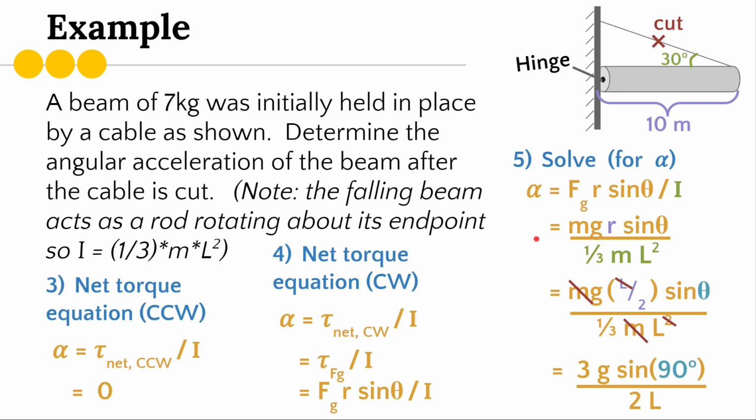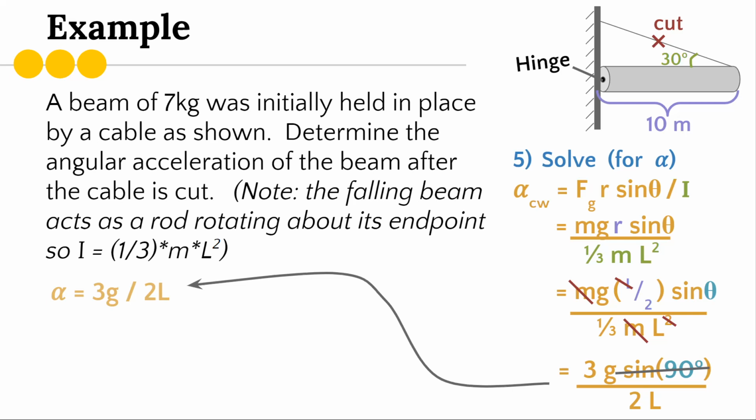I have 3g times sine of 90, because that is my angle, the angle between Fg and the rod is 90 degrees, divided by 2L. And guys, what's sine of 90? 1. Okay, so I can get rid of that too. And so I end up with this. Alpha equals 3 times g over 2 times L. That seems like it might be a helpful derivation for a problem that looks similar to this, because that is a much easier equation to work with than what we started with. And it was a lot of steps to get there.